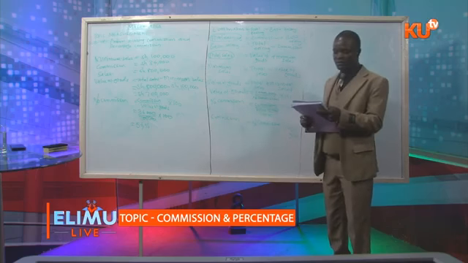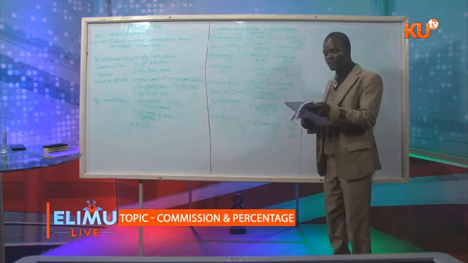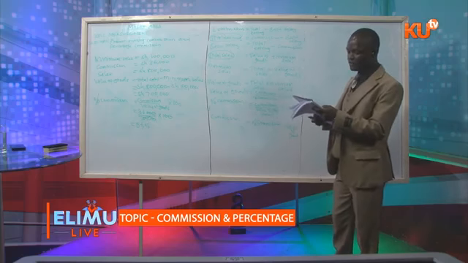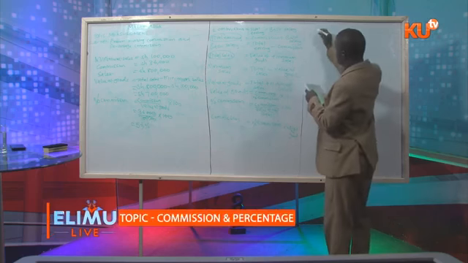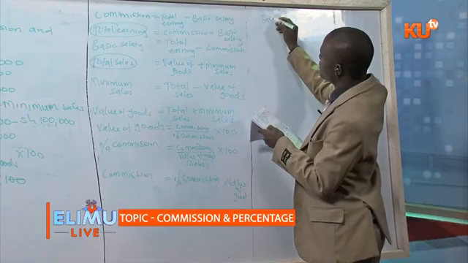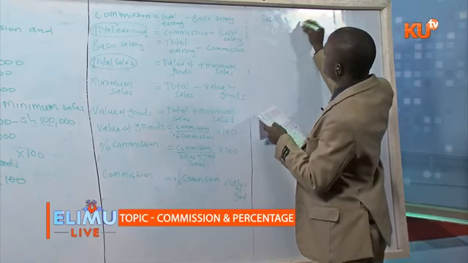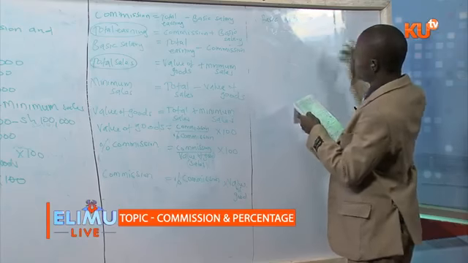So again, this question is asking about total earnings. It's important we interpret the question and write the information first. So the basic salary is 12,000 shillings.